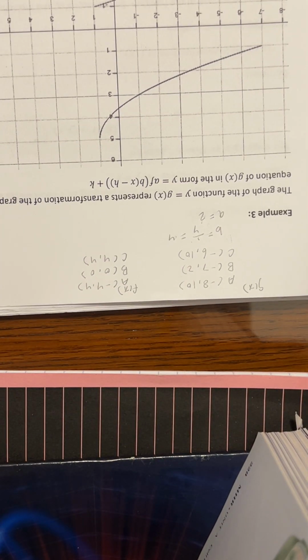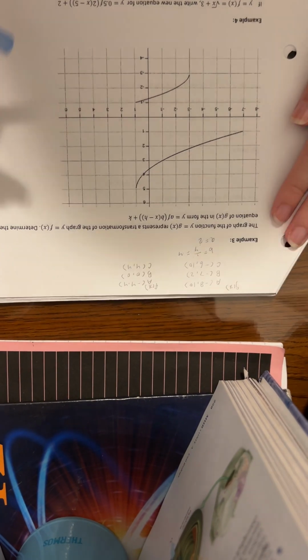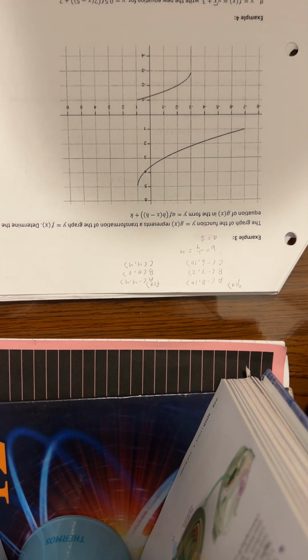This one, did we do this one? Yes, we did. Okay. The graph of the function y equals g of x represents a transformation. Wait, we didn't do this one, did we?